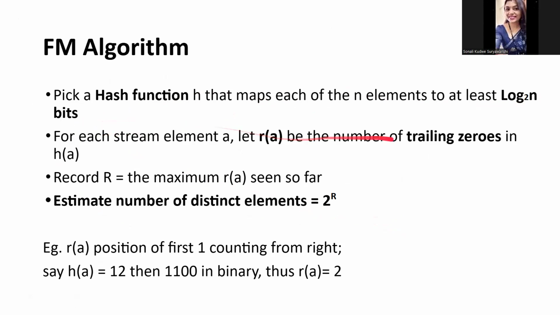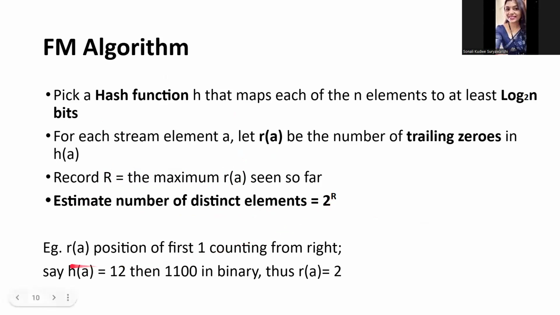Once we get these bits, we find the trailing zeros, which is R of A. Once we get R of A, we find out the maximum R from these R of A. So capital R is the maximum R of A that we have seen so far. And once we have R, we estimate the number of distinct elements, which is nothing but 2 to the power R.